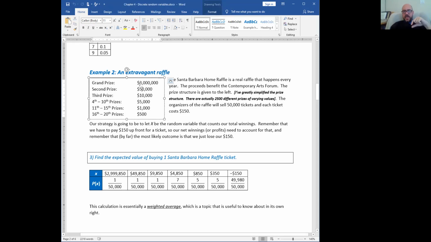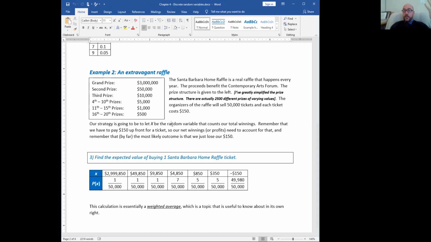Which doesn't put a big dent in it for the grand prize, but does for 16th through 20th prizes, which are only worth $500 each, right? So you paid $150 and you got $500. So you're up $350, but you're not up $500. You're up $350 because you bought one ticket and you paid $150 for the ticket and got $500 worth of whatever for your $150.